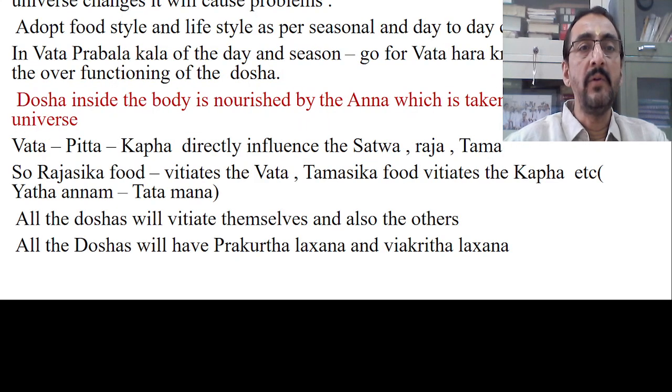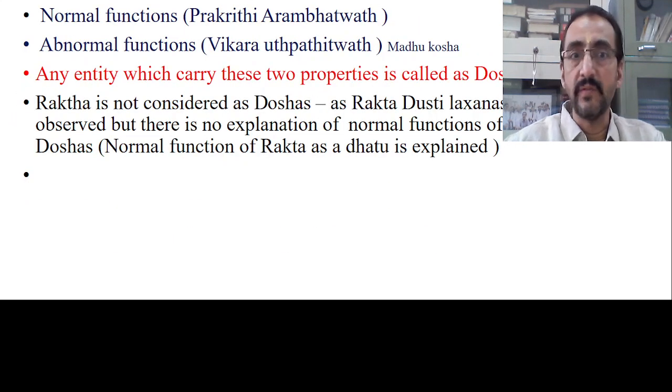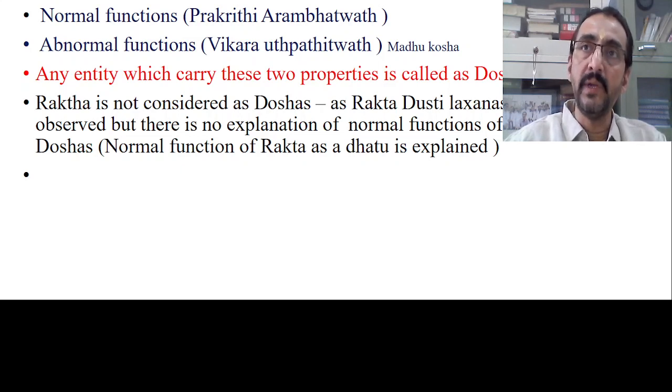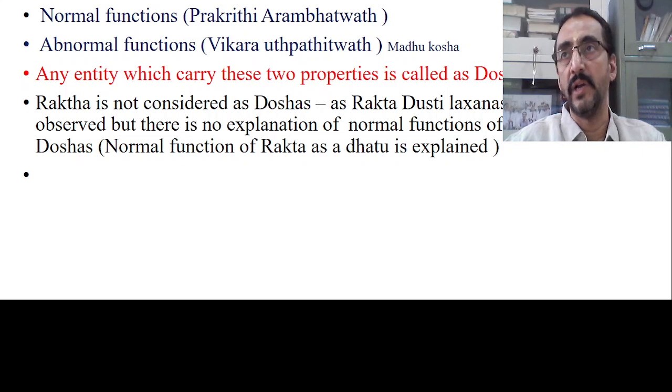Now, when we look into the definition of the doshas, Dushayanti, that means one which is going to vitiate itself, and also one which is going to vitiate the other, is called as dosha. That means if Vata, Pitta and Kapha are the three doshas which are present in the body, the doshas will vitiate themselves, and also these doshas will vitiate the dhatus, malas, shrotas, etc.